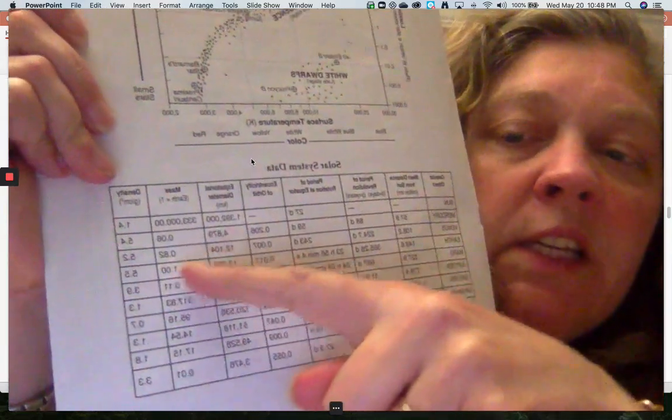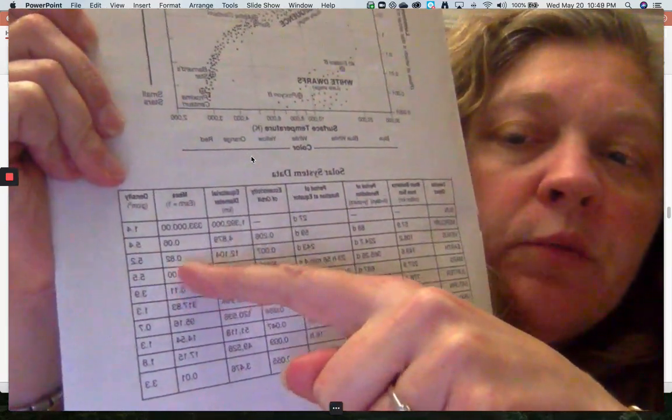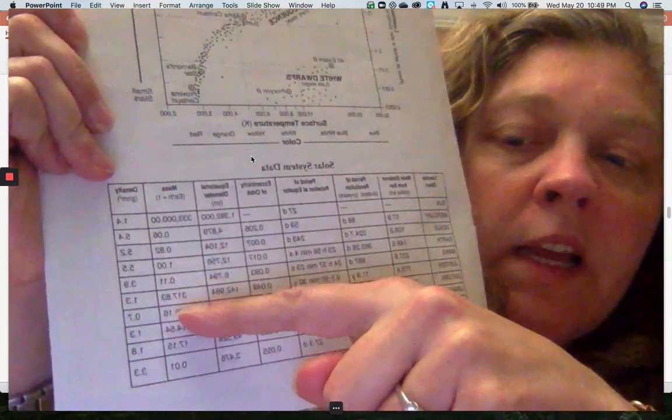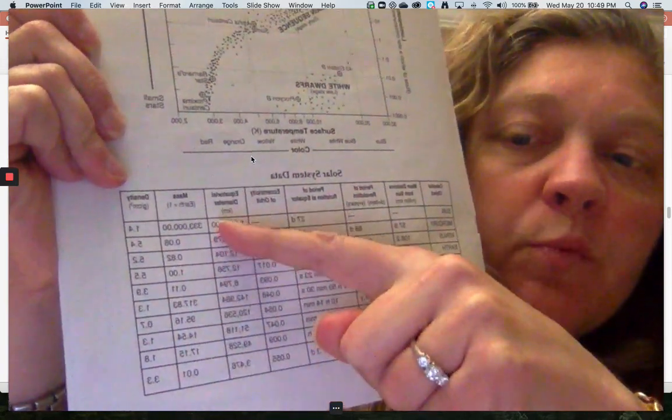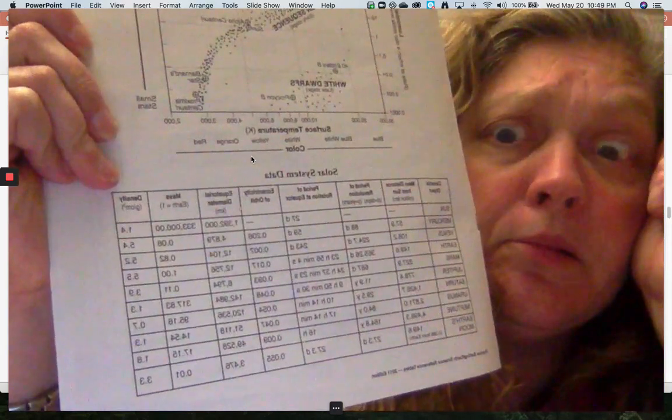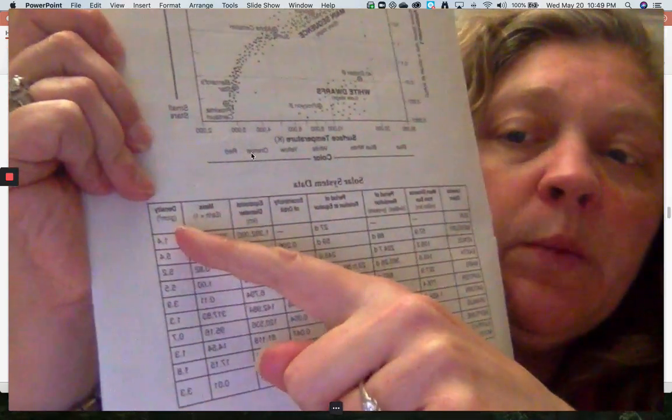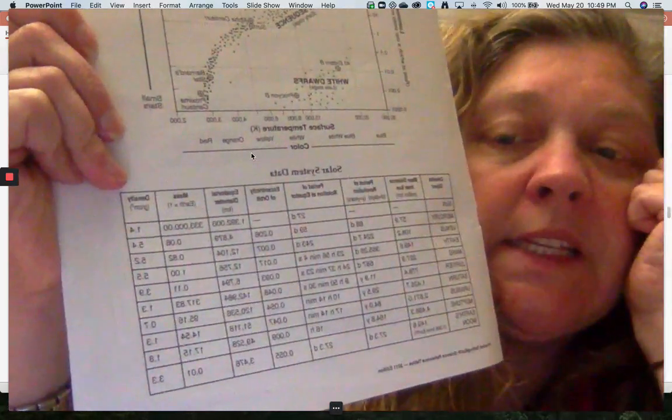And so we have the teeny tiny, puny little terrestrial planets, the inner planets, and we have the ginormous outer planets, and then we have the moon. Okay, look how much more massive the sun is than the Earth. The sun is huge. And then finally we have the densities of all the planets and the sun.